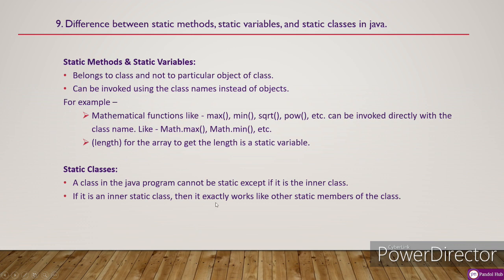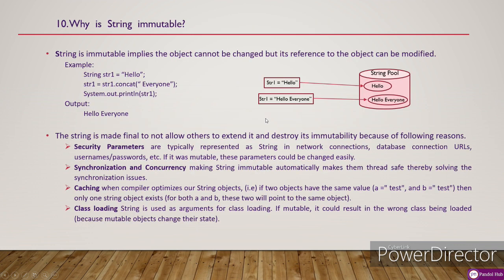the objects. Okay, so the next question, why is string immutable? String being immutable implies the object cannot be changed, but its reference to the object can be modified. So what does this object being changed or reference mean? What does immutable mean? Immutable represents that it cannot be modified or changed. So why do we need so?